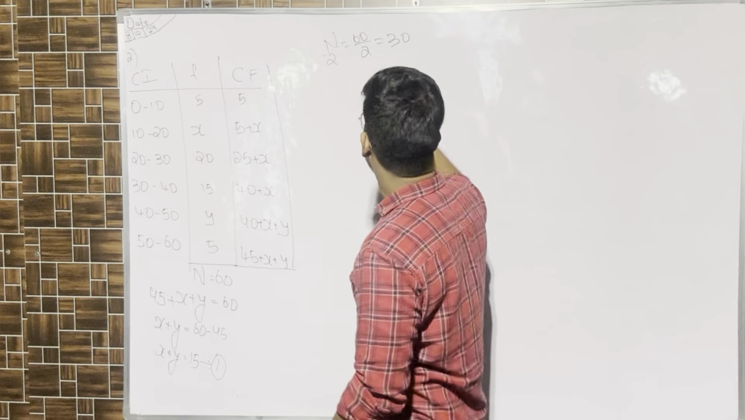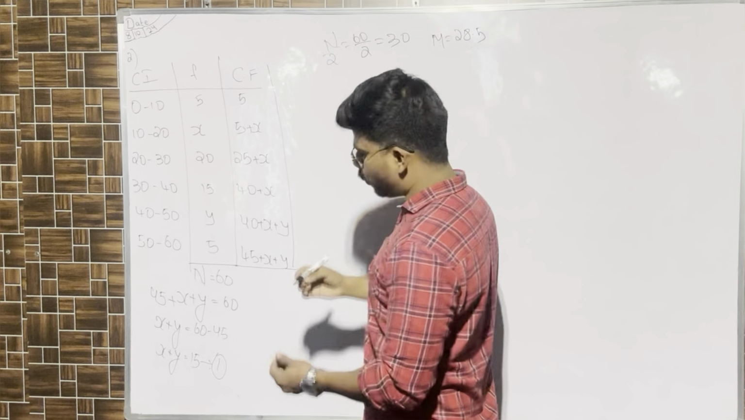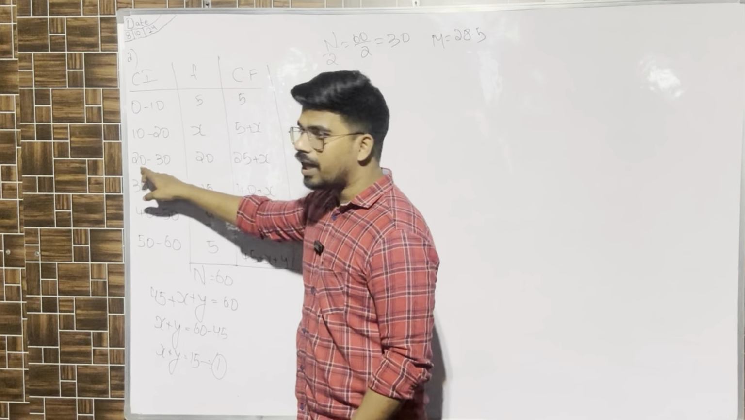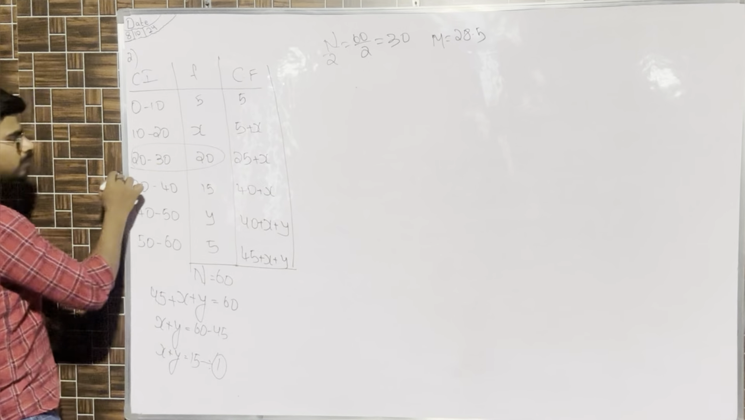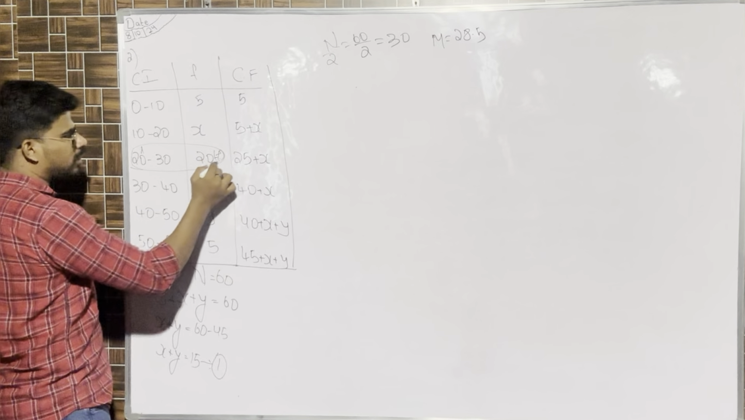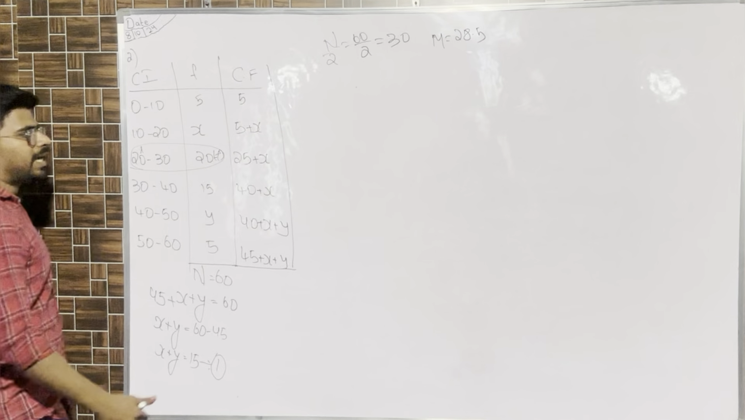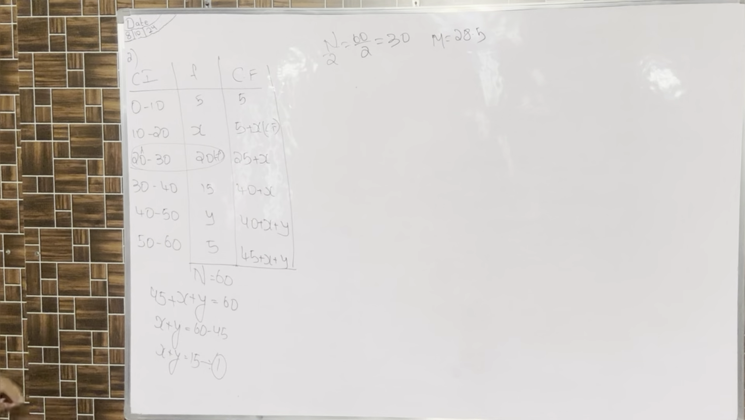Here in this case, median is already given. How much is the median? 28.5. 28.5 means in which class interval will it come? 20 to 30. By this way, we have to encircle this row. Value of L is 20. Value of F is also 20. Cumulative frequency, 25 plus x or 5 plus x? 5 plus x. This is cumulative frequency. Shall we substitute in the formula?